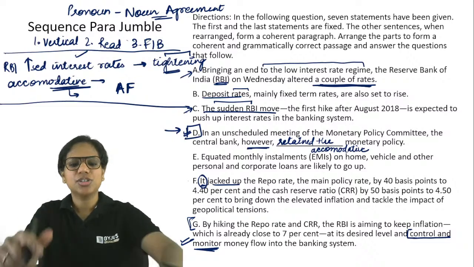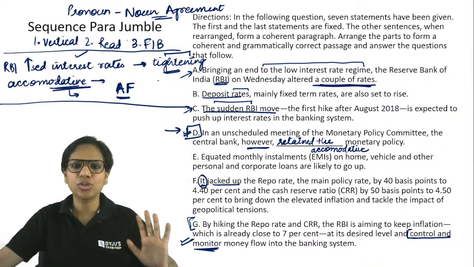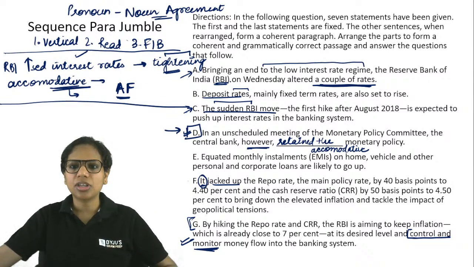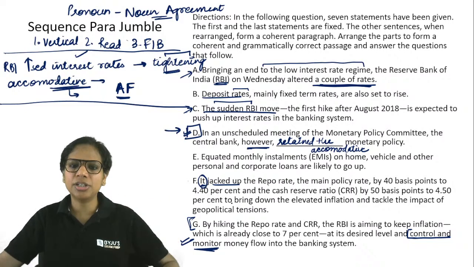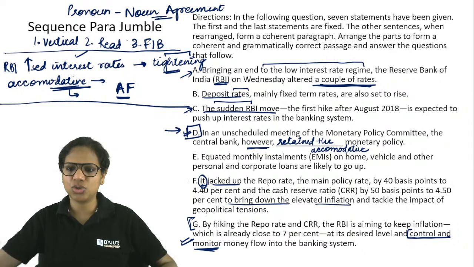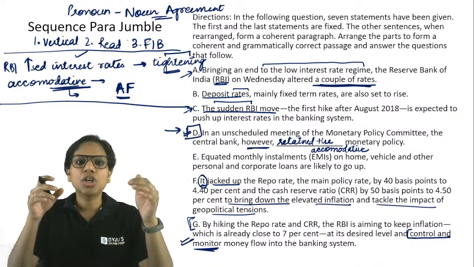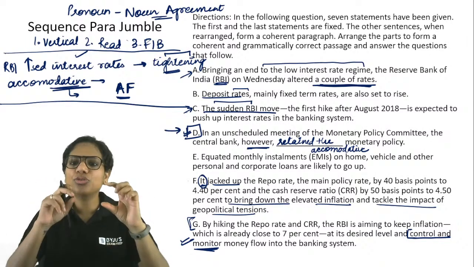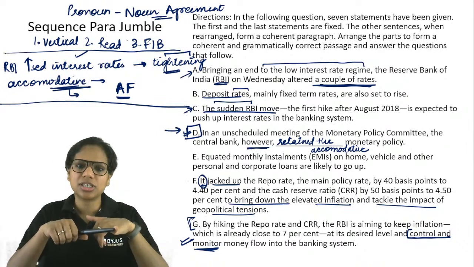All right. So, A and F, you realize that okay, they belong together, right? Now, I'm saying that it jacked up the repo rate. Why did it do this? To bring down the elevated inflation and tackle the impact of geopolitical tensions. So this is part of the thing that it has done. Okay. So part of the thing that the RBI has done is to increase the interest rates.